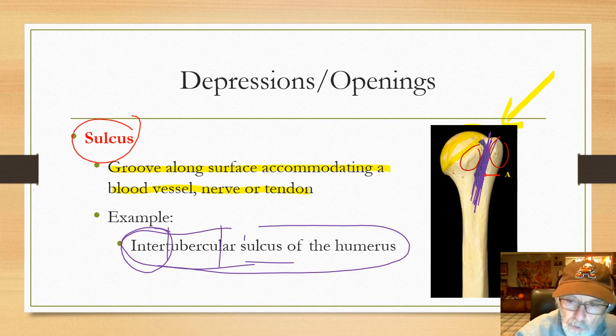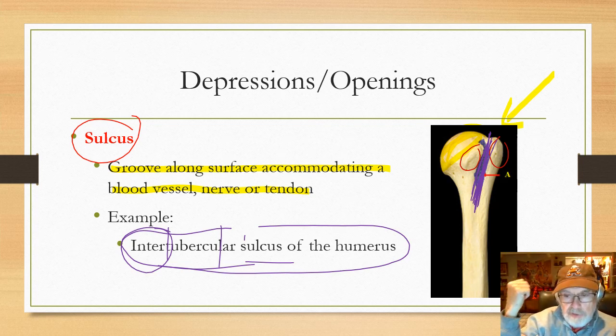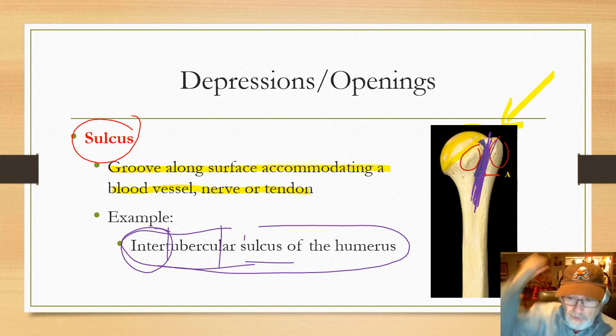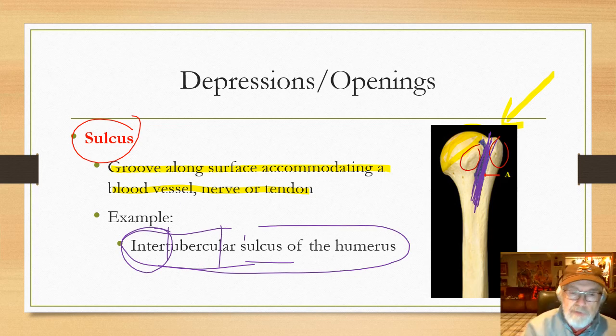And what this groove here is for is the biceps muscle, which is the one that flexes the elbow and stuff. It also will actually abduct the shoulder, or bring the shoulder up that way just a little bit.